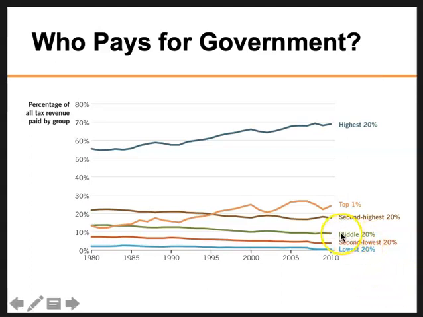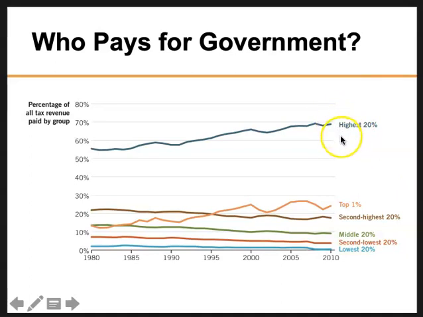Take a look at the middle income group, the middle 20%. When you line them up, the 20% in the middle class here pay about 10% of all taxes paid, which is about $300 billion. So the wealthiest 20%, the top line here, of income earners paid almost 70% of all federal taxes in year 2010, about $2 trillion.